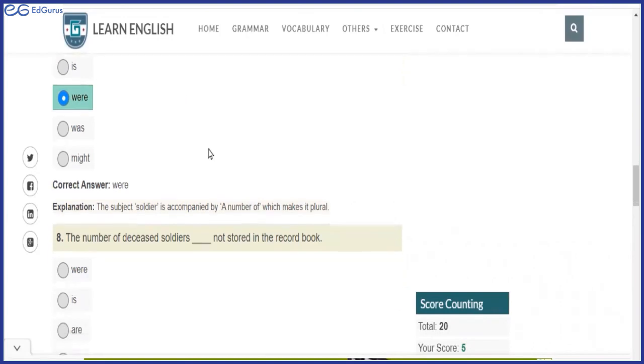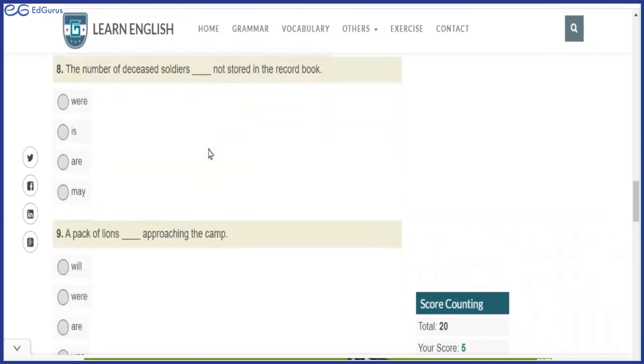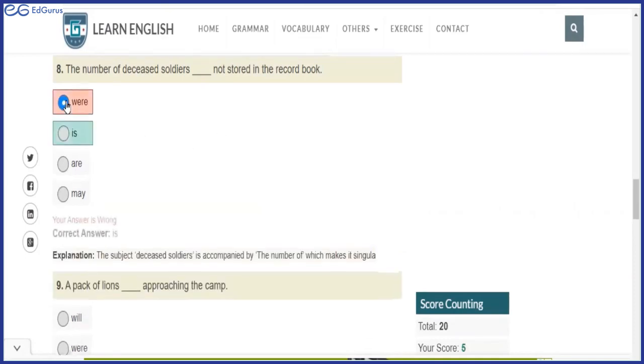Yes. The number of deceased soldiers ___ not stored in the record book. Were. Are you sure? No. Because here it is "the number" now. Now it is not referring to soldiers. The number makes it specific.